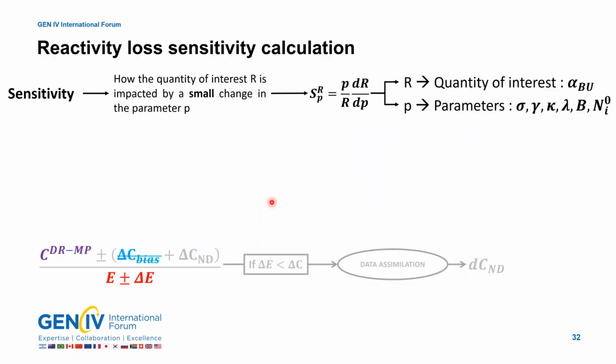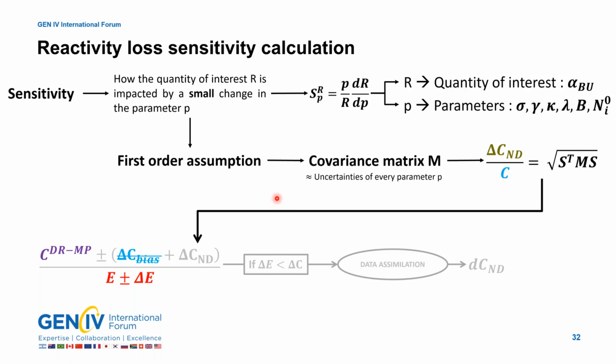So how to compute nuclear data uncertainty? In neutronics, we are using sensitivities. What's a sensitivity? It is how a given quantity of interest is impacted by a small change in a parameter. In our case, the quantity of interest is the reactivity loss coefficient, and we want to study the impact of changing a cross-section, a fission yield, or an initial isotopic composition on the reactivity loss coefficient. And we use those sensitivities with a first-order assumption. I will not get into details about this assumption, but in neutronics these assumptions are commonly used.